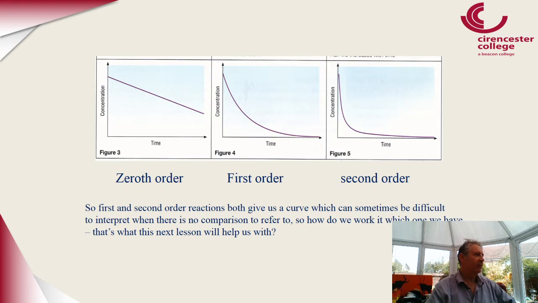Okay, so zero order. You're plotting concentration, and in this case the concentration is dropping, so we're measuring the loss of the concentration of the reactants. If the order is zero, then the concentration of that particular reactant is dropping constantly, at a constant rate.